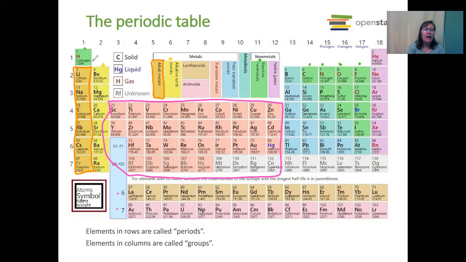Okay, now when you're looking at this, here you can see the atomic number on top. That should be atomic number. And then the symbol, the name, and the weight, or the molar mass, or the average atomic mass. Okay.